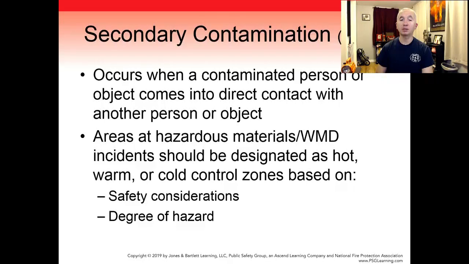A contaminated victim comes into physical contact with another person. A bystander or responder encounters a contaminated object from the hot zone, the area immediately around or adjacent to the incident. And a decontaminated responder re-enters the decontamination area and encounters a contaminated person or object. Areas at every hazardous materials incident should be designated as hot, warm, and cold based on site considerations and the degree of the hazard. These are known as control zones.